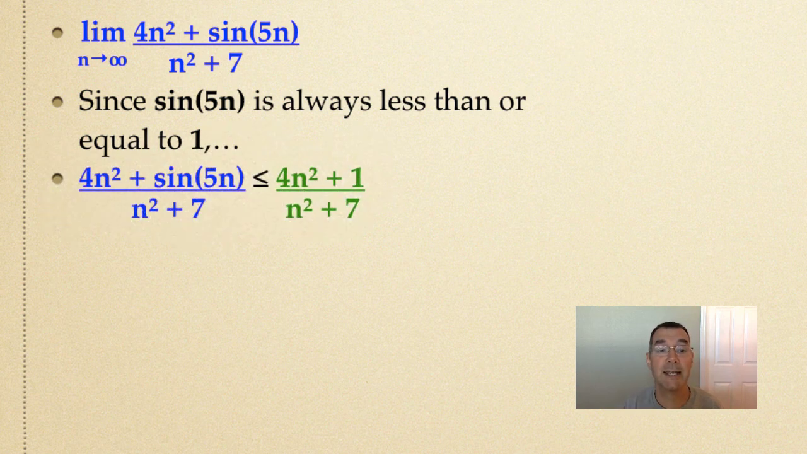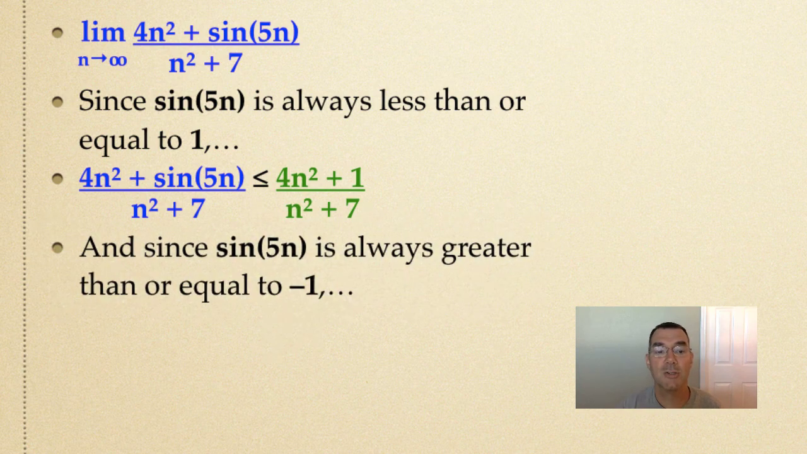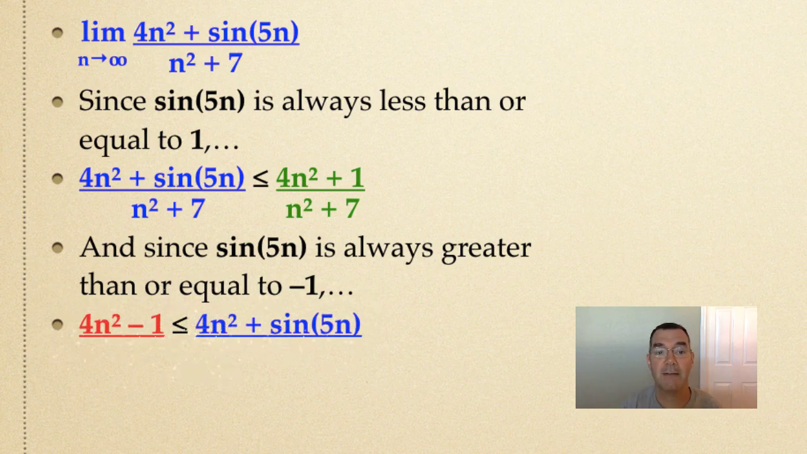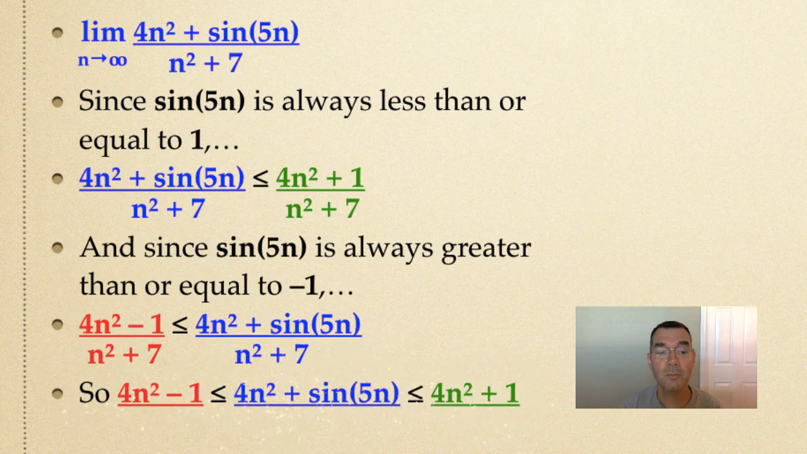So I can say that the original sequence is less than or equal to 4n squared plus 1 over n squared plus 7. Okay, so I can replace that. Also, since the sine function is always greater than or equal to -1, I can replace sine of 5n with -1 and come up with a sequence that is consistently less than or equal to the original function.